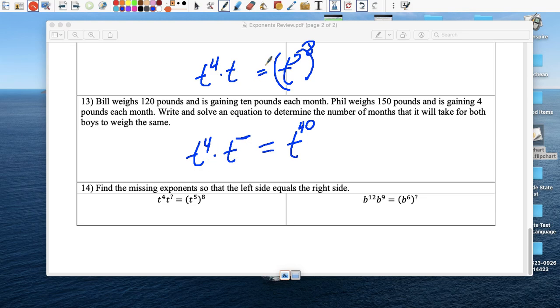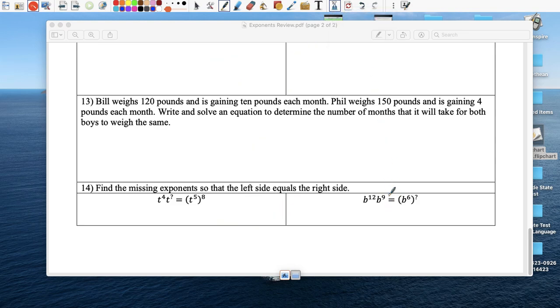Well, notice that when we're multiplying, we keep the base and we add the exponents. So 4 plus what number will give me 40? So it should be 36. So I put a 36 over here, right? Look what happens. On the left side, I keep the base, because we're going to use the product rule. Keep the base, which is t, and then I add 4 plus 36, which is 40. And that will equal the right side, which is also t to the 40. So the missing exponent over here is 36, right?